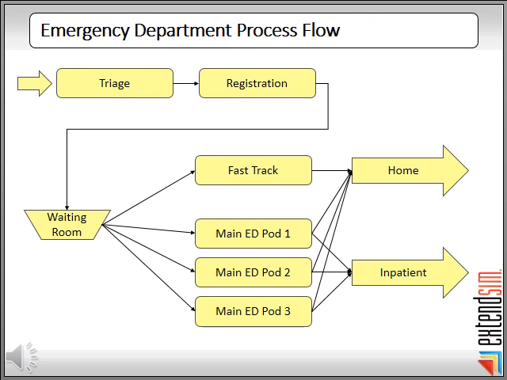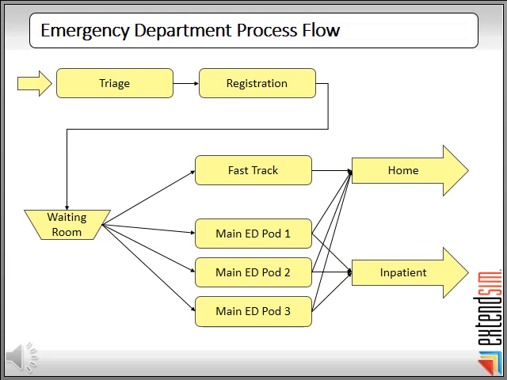In order to set the stage, let us take just a minute and talk about the background of the model, starting with the process flow. When patients enter the emergency department, they will first go through the triage process. This process determines the severity of the patient's complaints. Next, the patients will go through the registration process, where they will provide their contact information and insurance information.